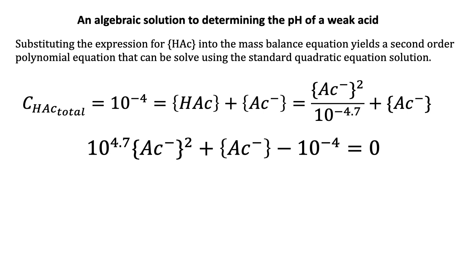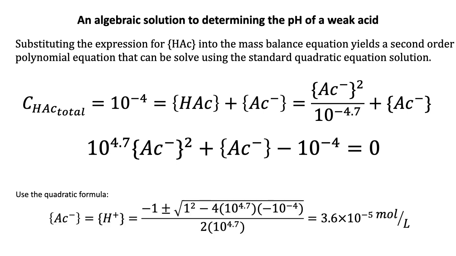When we multiply these terms out, we have a squared equation with one variable. That 10 to the minus 4.7, when we multiply, it will be 10 to the 4.7 times the square of the acetate ion plus the acetate ion minus 10 to the minus 4 is equal to 0. This has the form of a quadratic equation. We can put this into the quadratic formula and solve for the concentration of the AC-. Recall from electroneutrality that that's equal to the hydrogen ion concentration as well.